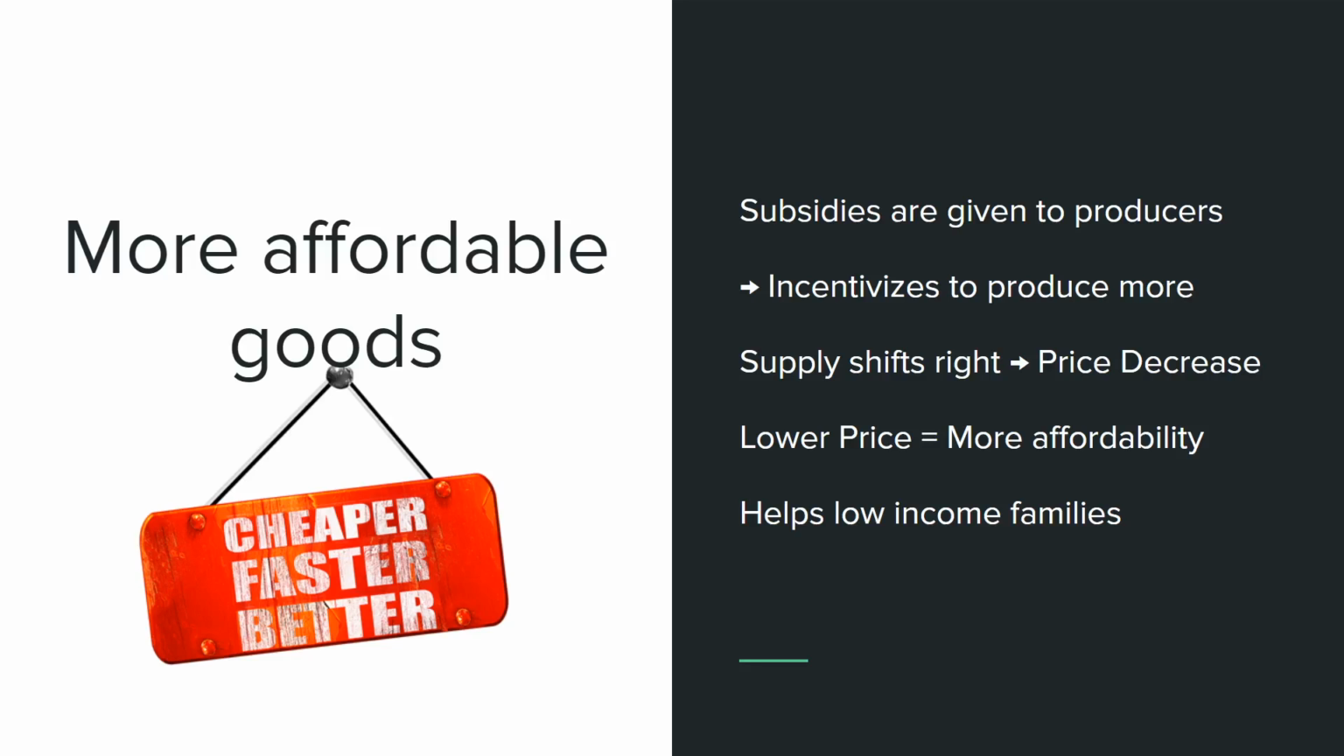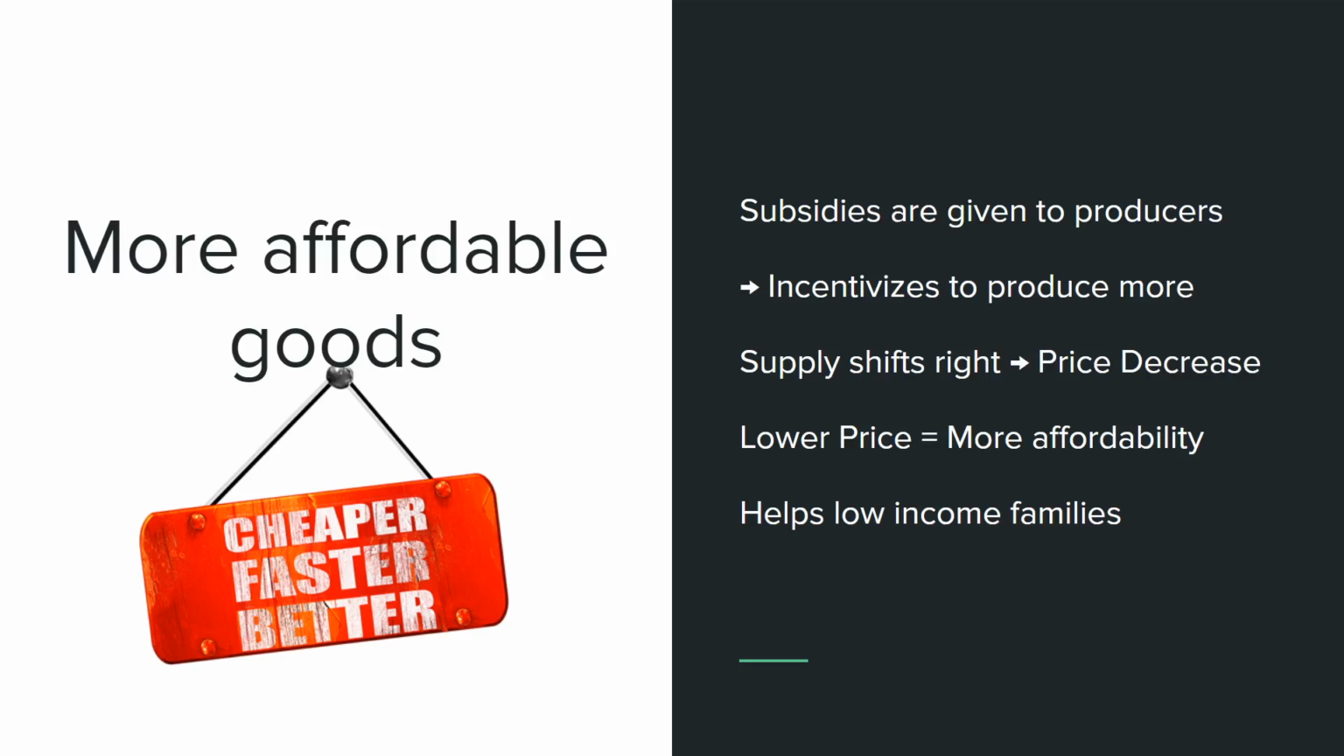So firms will be willing to produce more of a certain product in return for having some of their costs covered by the subsidy. What this does is that it makes the supply shift to the right, and this in turn, as you'll see in the graph later in the slides, is going to make the price decrease. It's going to have a new intersection with the demand curve, at a lower price. So from the consumer's point of view, a lower price means that the good is more affordable. And this is very beneficial to lower income families.